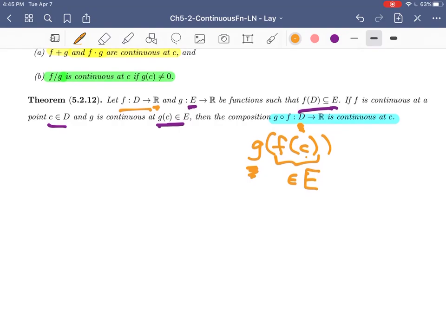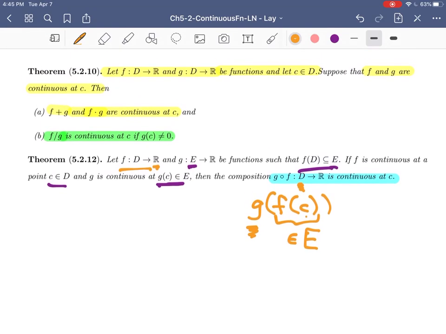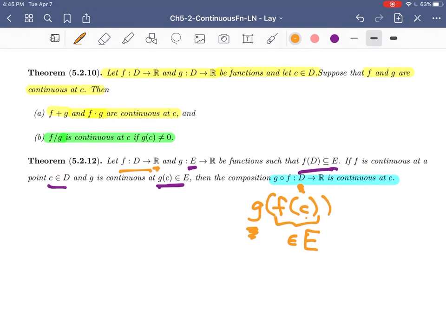Beautiful, right? So those are a couple quick rules about continuity of compositions, sums, products, and quotients of functions that were already continuous. All right, we'll talk to you guys again next time.